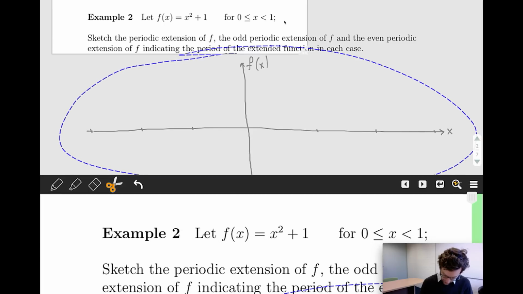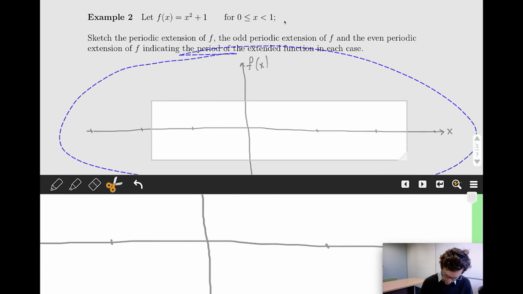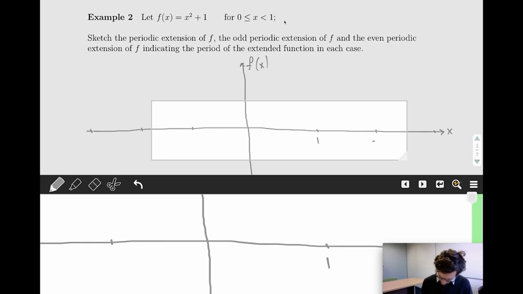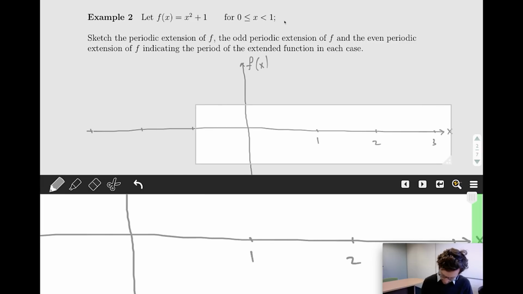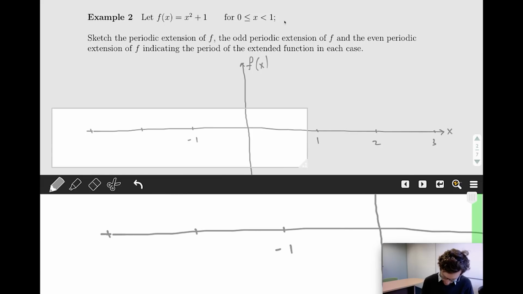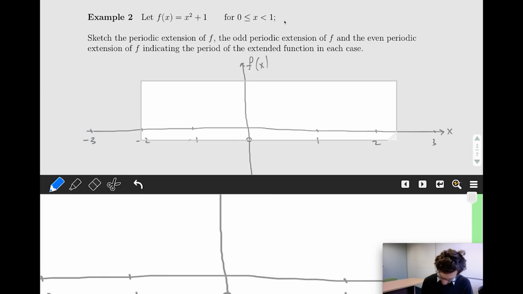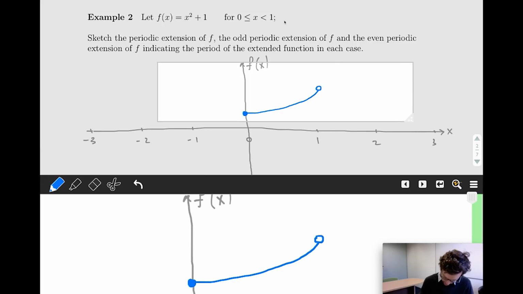So this time we're going to define our function between 0 and 1. So let's say that's 1, 2, and 3. Minus 1, minus 2, minus 3. And our function between 0 and 1 is given by x squared plus 1. So that's going to be something that looks like this. So we're including this point and not including that point. And that's our basic function, f of x.